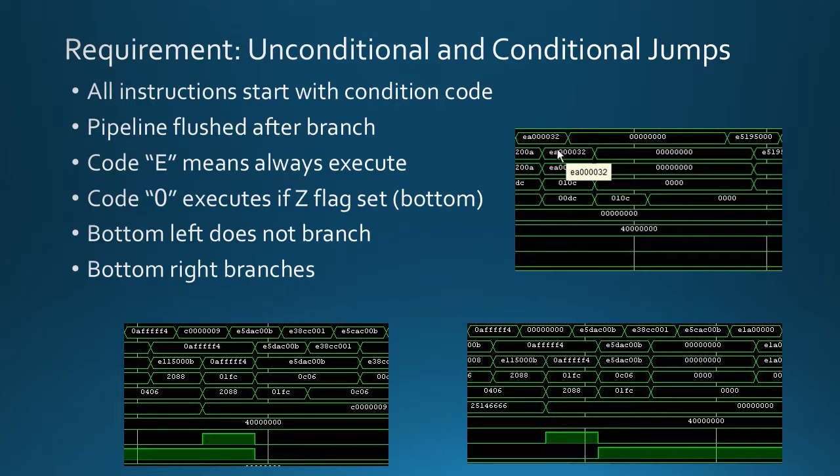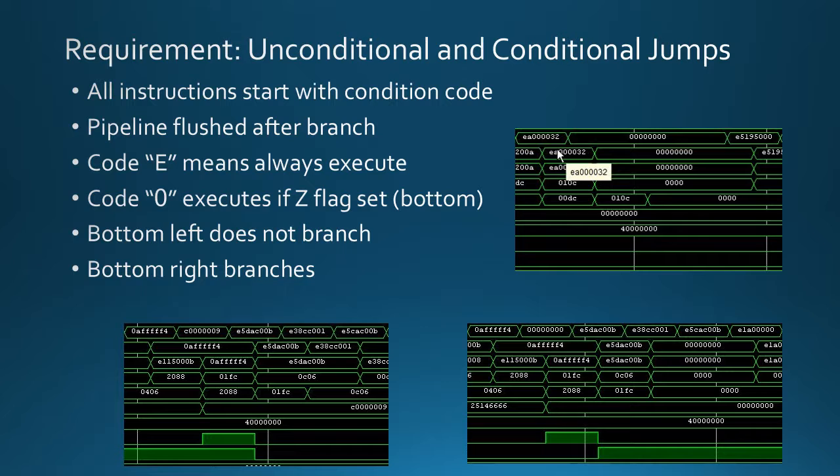The next requirement was to do unconditional and conditional jumps, which ARM actually calls branch instructions. One thing with ARM processors, all instructions start with a condition code. The majority you see start with E, and that means to always execute the instruction. Here we see examples of some that start with 0, and that means to only execute if the Z flag is set. In the top example, there's an EA instruction. That is a jump instruction that is always executed, and you can see how expensive it is because it clears out the pipeline. All the values go to 0 in the pipeline, and then it has to refill the pipeline up again.